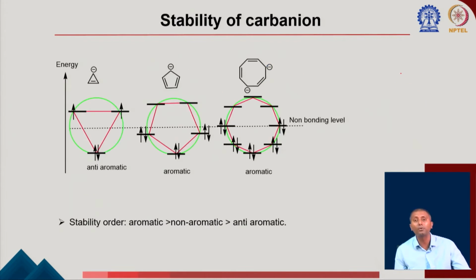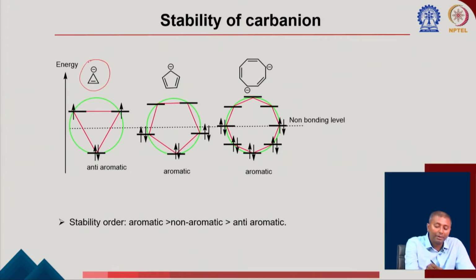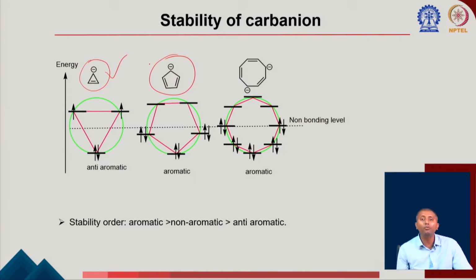Now, we are going to talk about some examples here where you can see, although this is a carbanion, the problem is this is an anti-aromatic compound, compared to this one which is aromatic. So, a carbanion which is forming an aromatic compound will be more stable compared to the other carbanion which is forming an anti-aromatic compound. So, the stability order will be aromatic, non-aromatic and anti-aromatic.